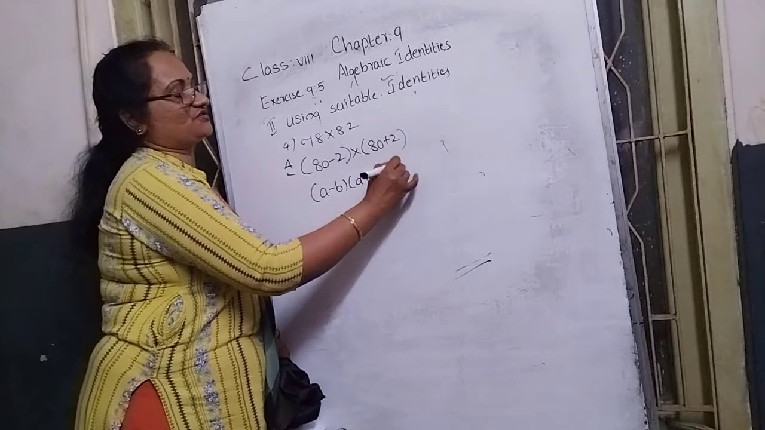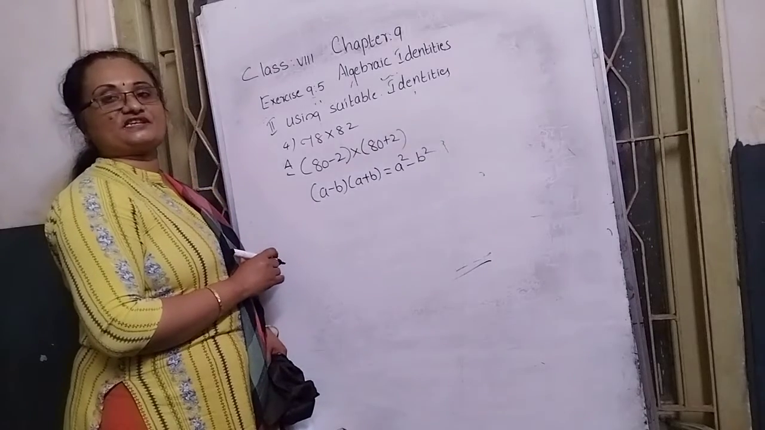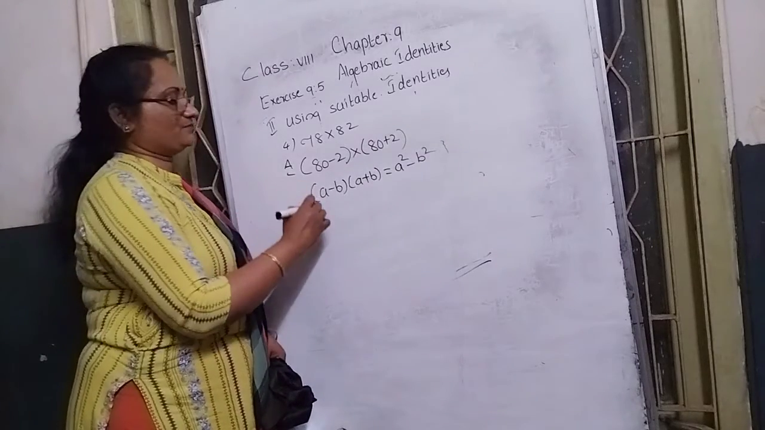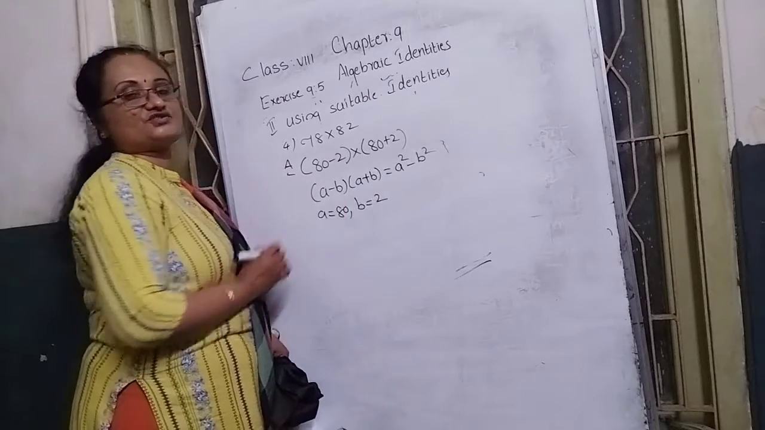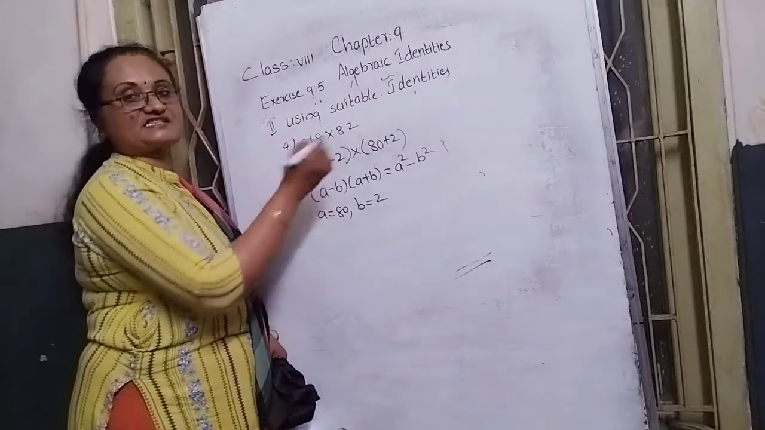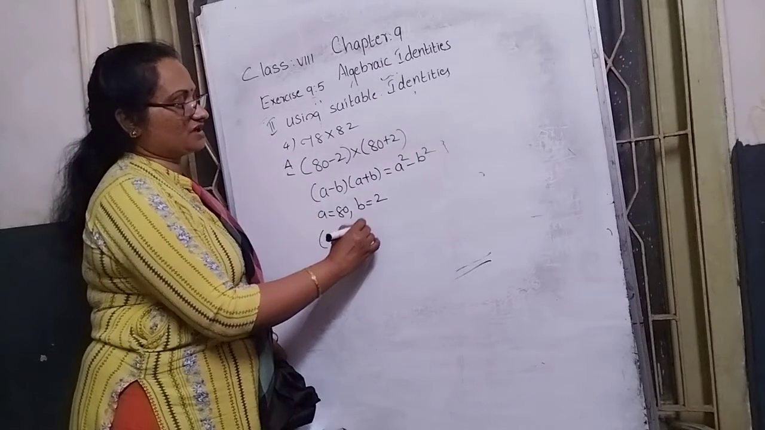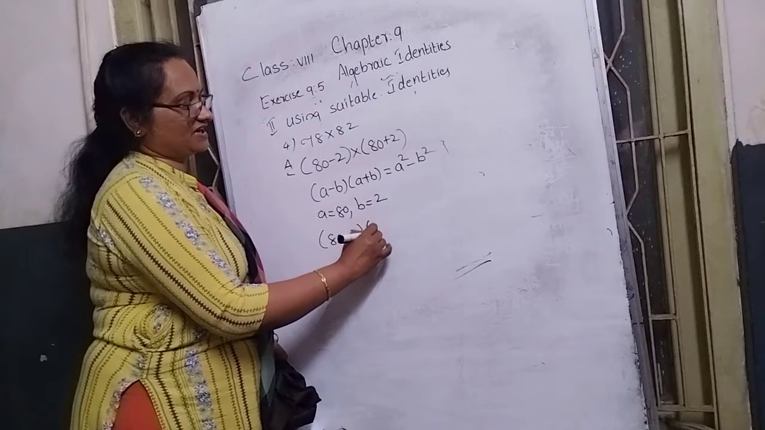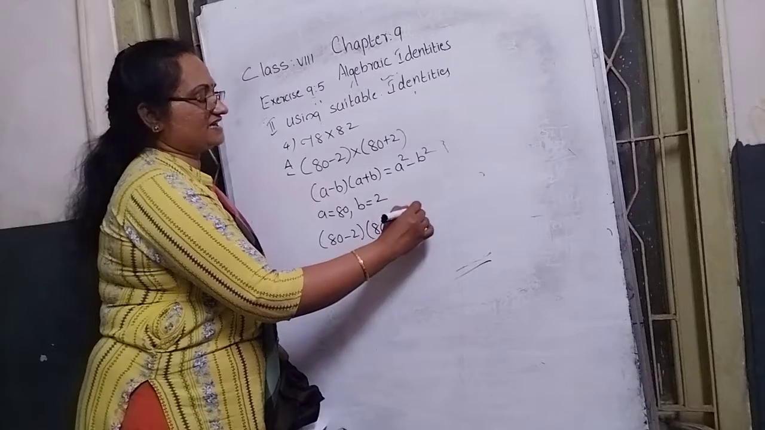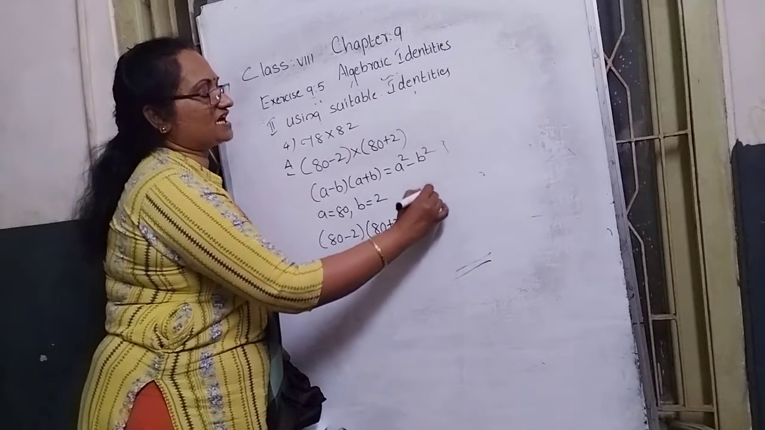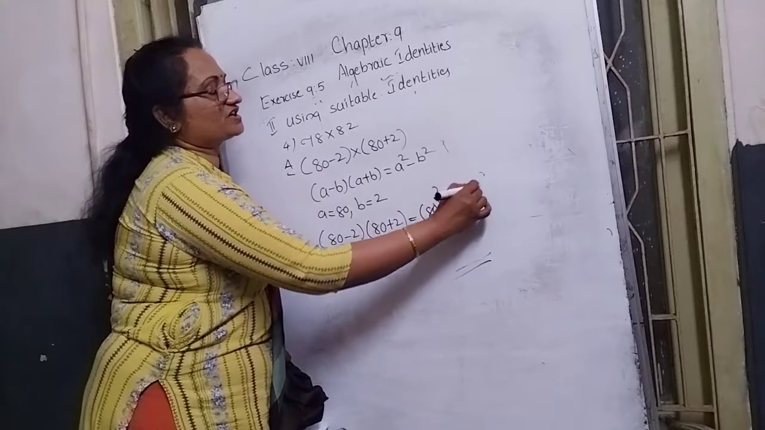What is the expansion form? a square minus b square. We identified that. Then sort out the a value and b value: a value is 80, b value is 2. Then put the values on the left and right sides of the formula. a place 80, b place 2, first bracket close. Second bracket 80 plus 2, close. Right side a value is 80, keep the bracket and put whole square, minus b value 2, whole square.